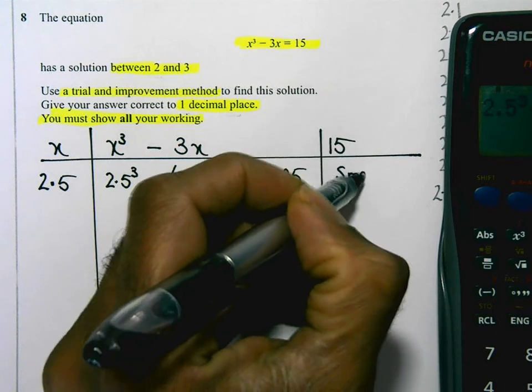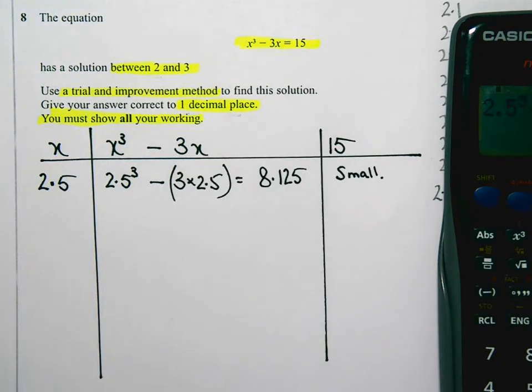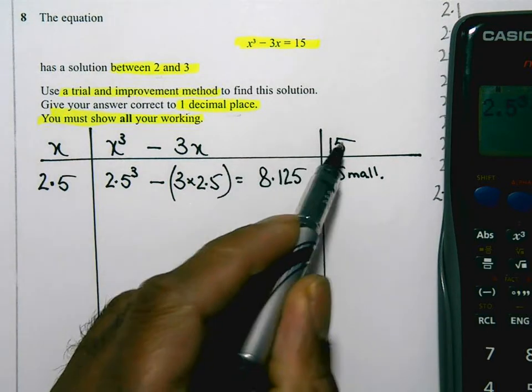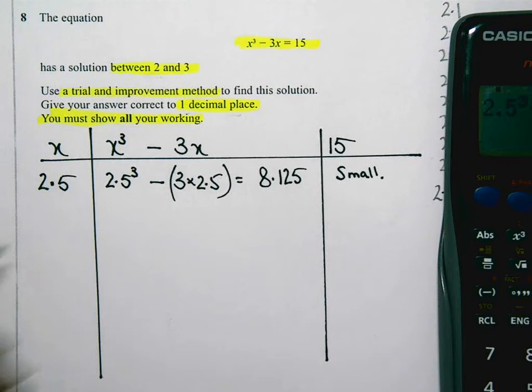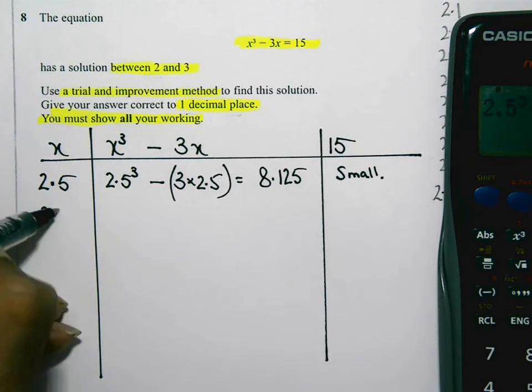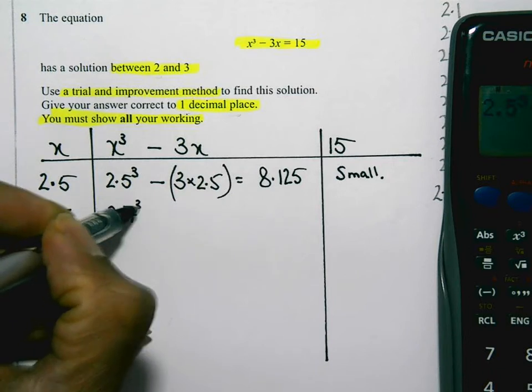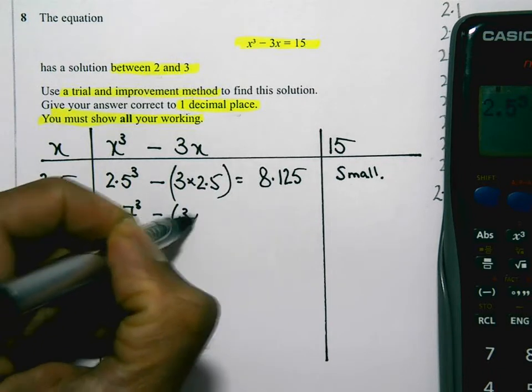It's too small. I need to get 15. So I'm going to try something a bit larger than that. Because that's quite far away from 15, I'm going to try something a little bit bigger. I'm going to try 2.7. So I'm going to do 2.7 cubed, take away 3 times 2.7 equals.